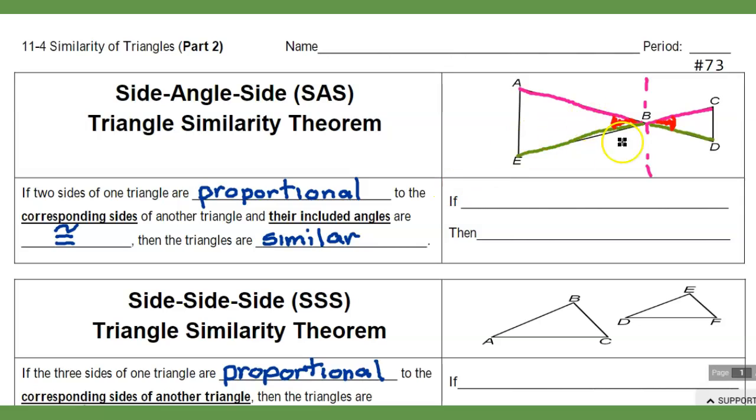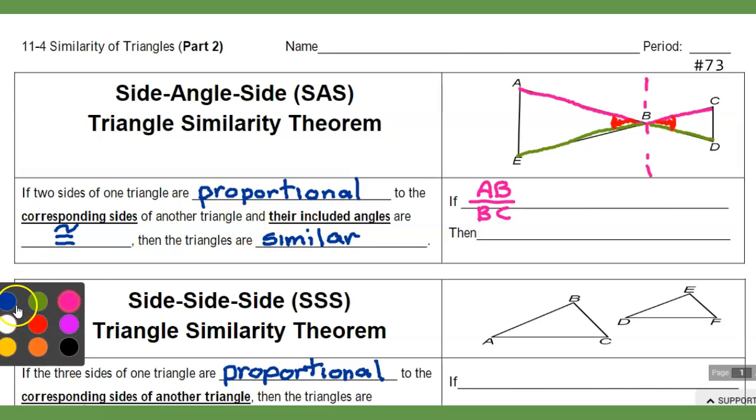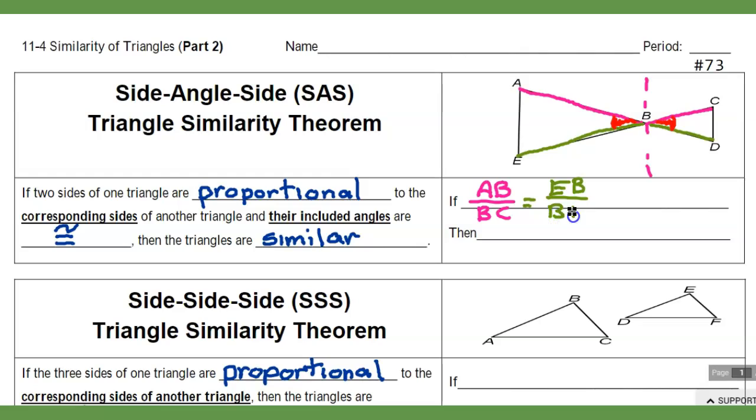So if we have the situation, right, then we know, let's see here, if AB over BC is equal to EB over BD, and the angles are congruent to each other. So I'll just call this angle 1 and angle 2. And we have angle 1 congruent to angle 2. Then we know the triangles themselves are similar.